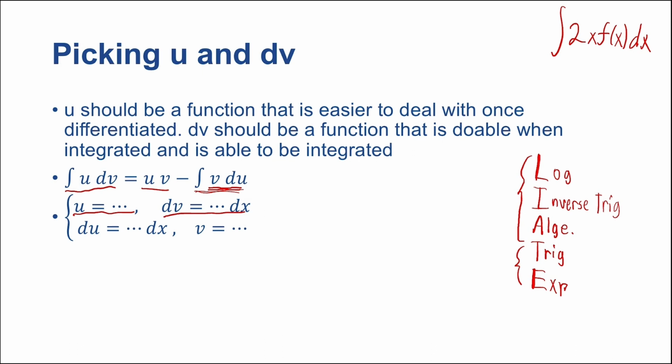So that's why we pick this LIATE rule. So if we have a log, inverse trig, or algebraic function, then we pick it as our u. And if we have a trig or exponential function, then we probably want to pick that as our dv.